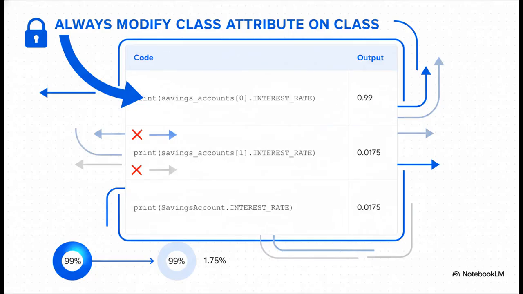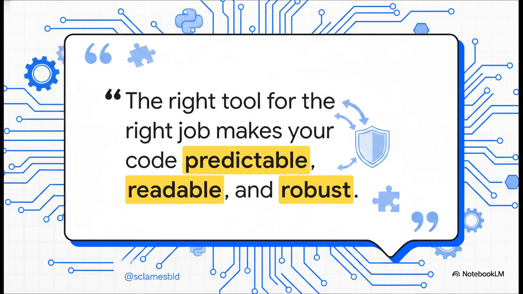And this output just reveals the whole mistake. See? Only the first account has that 99% rate. The second account and the SavingsAccount class itself are completely unaffected. This is why you must always modify class attributes directly on the class, like this. SavingsAccount.interestRate = 0.02.